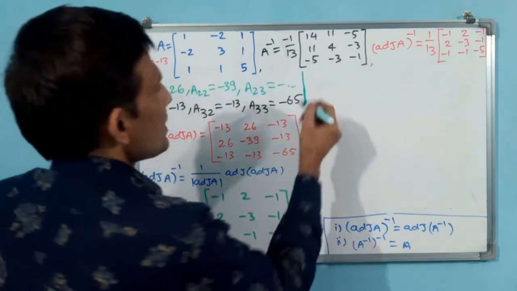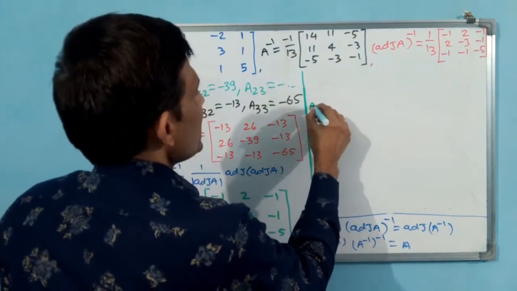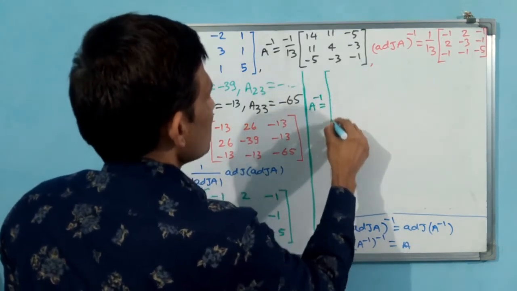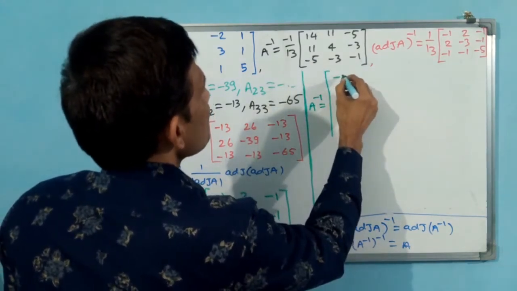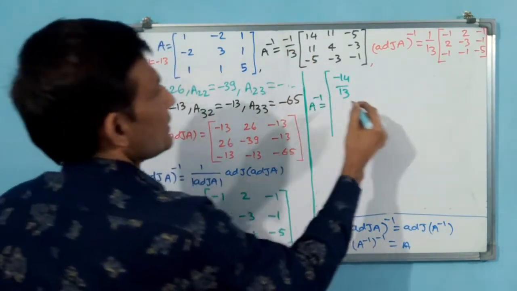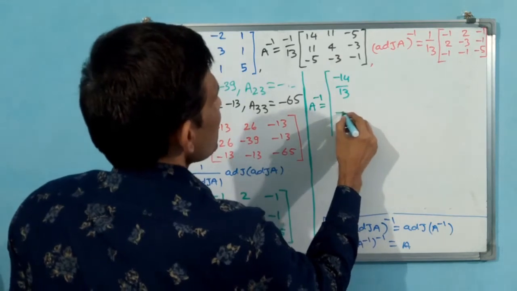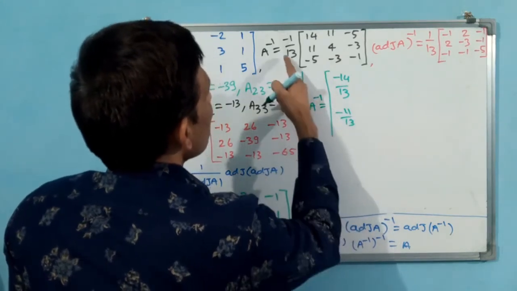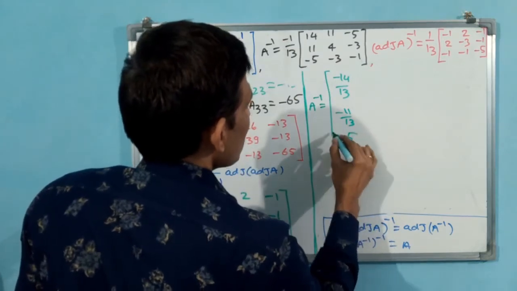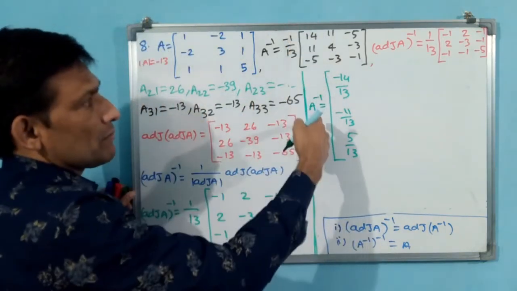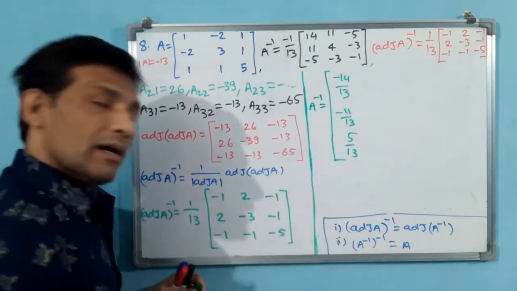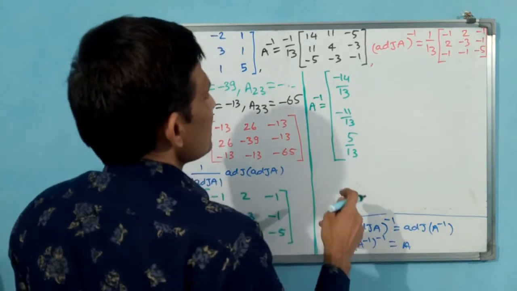Okay, you see what I am writing? A inverse is equal to minus 1 by 13 times the matrix, inside it has to go: minus 14 by 13, then minus 11 by 13, plus 5 by 13. Is it okay? First column, like this we have to go. We have to make this, or else we are unable to do minors. While finding minors itself, we have to make this one.